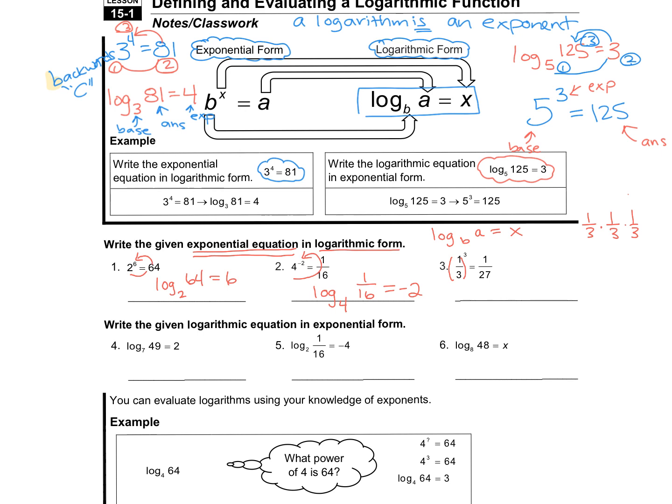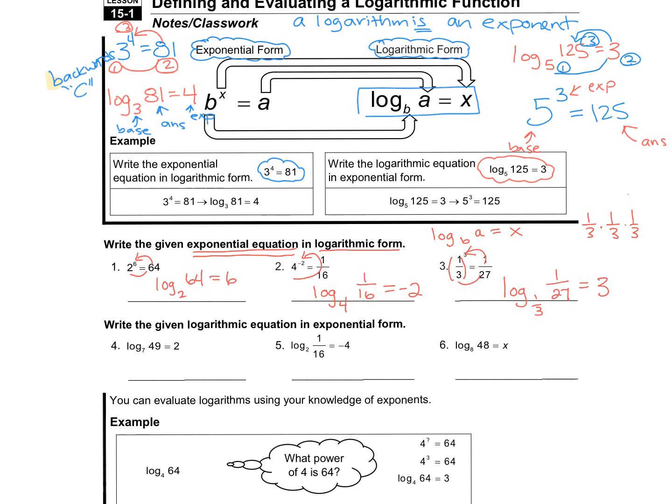So I would like to rewrite this as a logarithm. So let's do our backward C. I'm going to start at my base. So log base 1/3. The 1/3 is my base of 1/27 equals, I end up at my exponent, which is 3. Again, my 1/3 was always my base. In both equations, my 1/3 is my base. In both equations, the 3 is my exponent. And in both equations, the 1/27 is my answer.